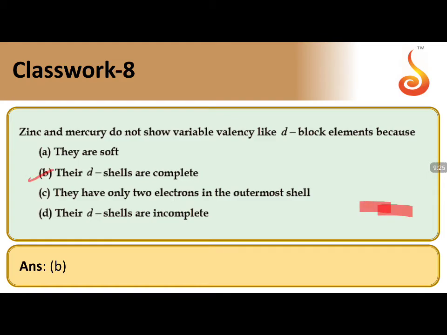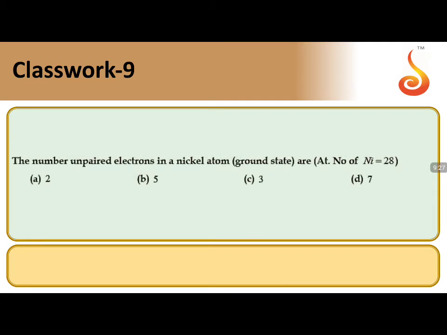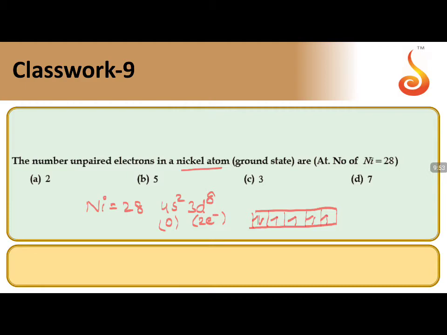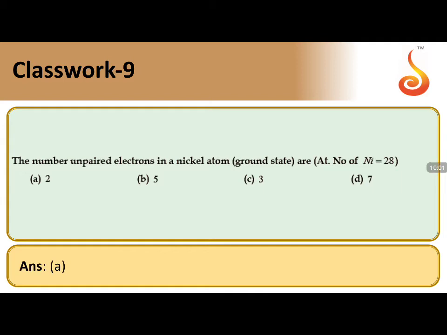Coming to question number 9, the number of unpaired electrons in nickel atom. Nickel atomic number is going to be 28. So it is going to be written as 4s2 3d8 configuration. So there no unpaired electrons, 0. Here we have 2 unpaired electrons. So in the d8 configuration, 1, 2, 3, 4, 5, 6, 7, 8, you have 2 unpaired electrons left out. So the answer is option A, 2 unpaired electrons.